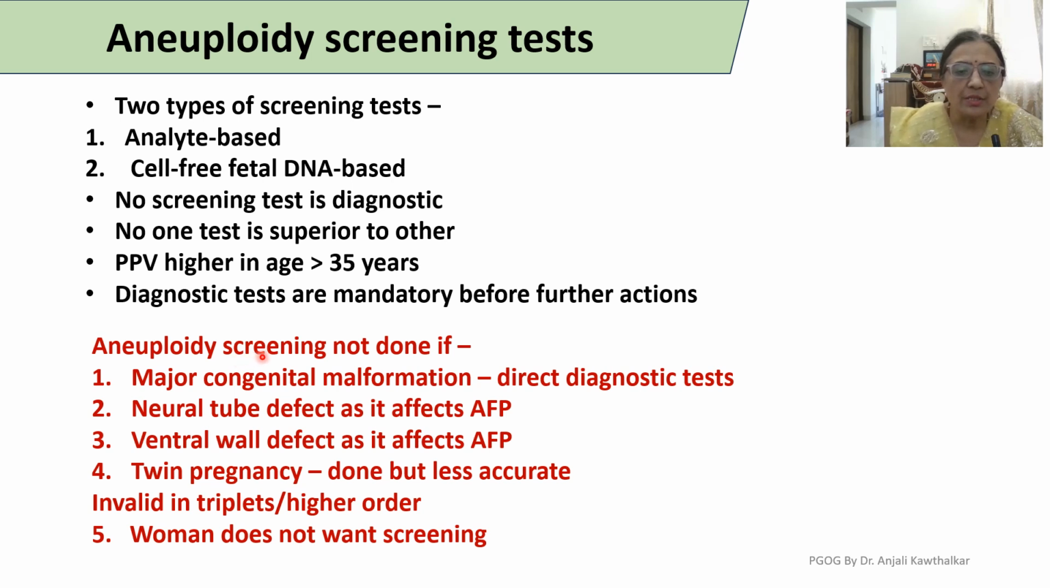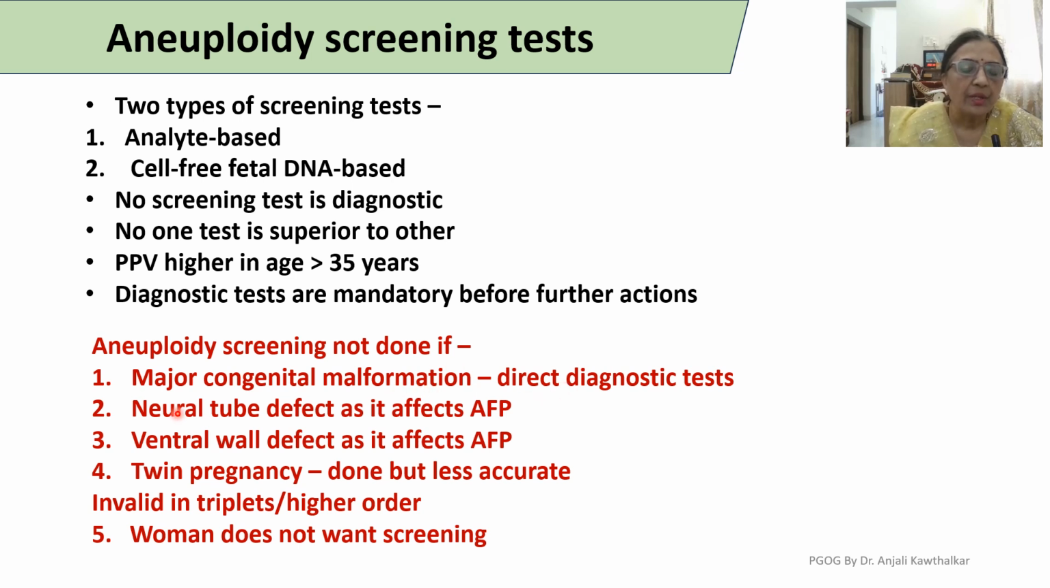Now, there are certain situations where aneuploidy screening is not done or has no place in the management. Whenever you detect a major congenital malformation by ultrasonography, it is an indication to go directly for a diagnostic test rather than a screening test. For example, if we see cystic hygroma, there is such a high risk of aneuploidy. 50 to 70% of cases of cystic hygroma can have chromosomal abnormalities. So it is an indication for going directly for either chorion villus sampling if you detect it earlier, or in the second trimester you have to go for amniocentesis. There is no place for either analyte based or cell-free fetal DNA testing because the risk is very high.